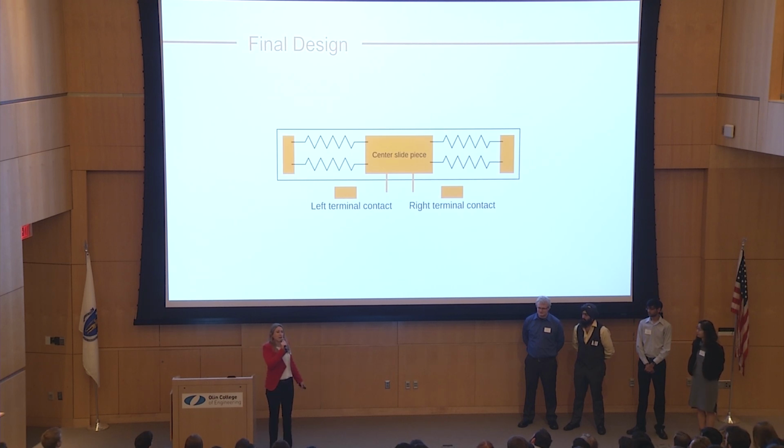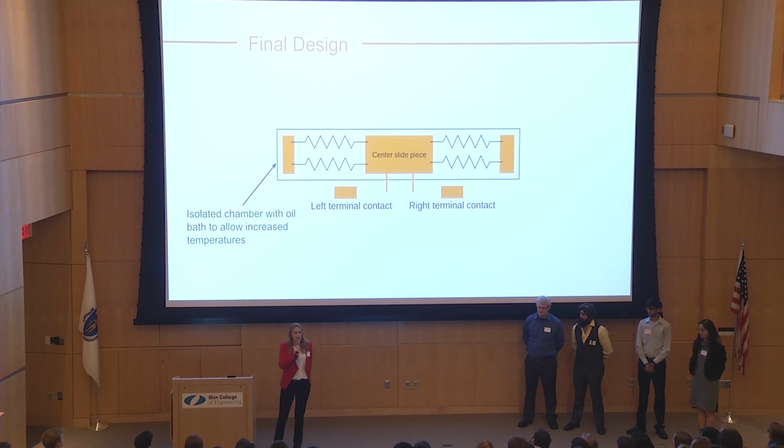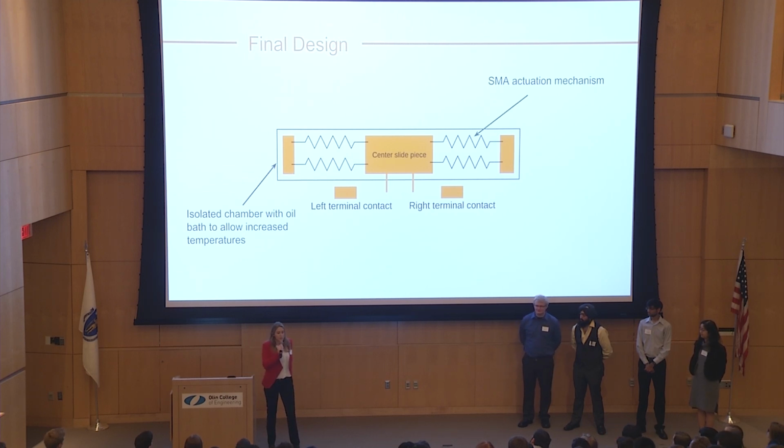So we were actually able to create our final design. Here's a diagram of what a prototype looks like. And we're going to start talking about this from the outside in. So the entire thing is an isolated chamber with oil bath to allow increased temperatures. Essentially, as I said, the SMA is heated. When we want it to relax so that it can turn off, it's easier to do that in oil because it dissipates heat more quickly.